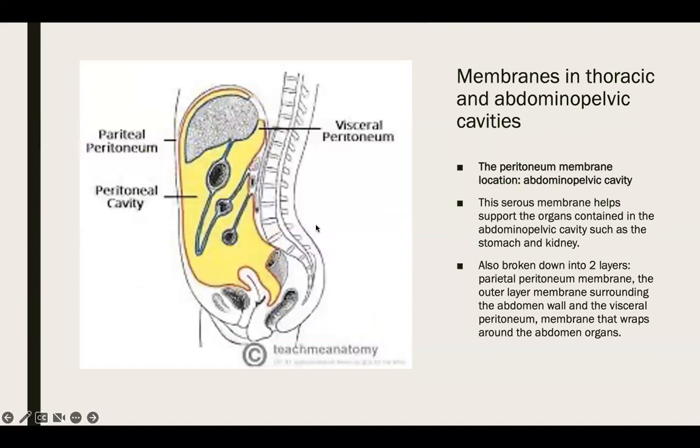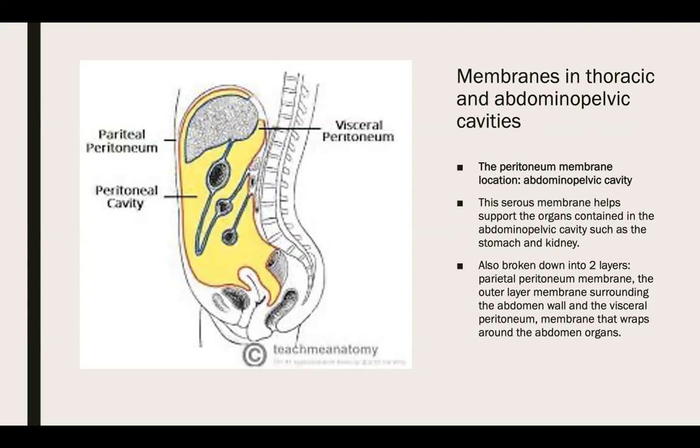The last membrane that is located in the thoracic and abdominal pelvic cavity is the peritoneum membrane. This membrane is actually located in the abdominal pelvic cavity, which is the cavity that is inferior to the thoracic. This membrane is also inferior to the two other serous membranes that we were talking about, the pleura and the pericardium. This membrane located in the abdominal pelvic cavity helps support the organs contained in the abdominal pelvic cavity, such as the stomach and kidneys and the intestines and so on.